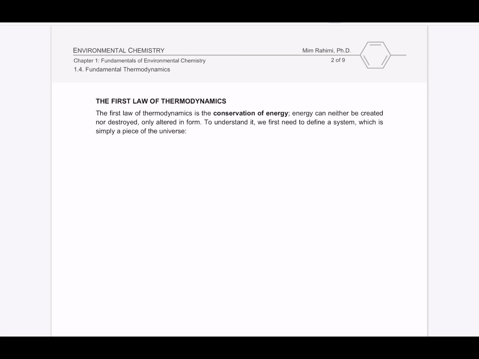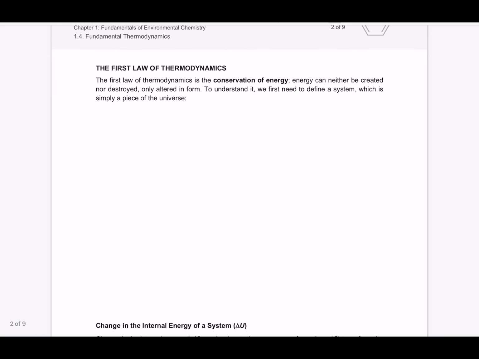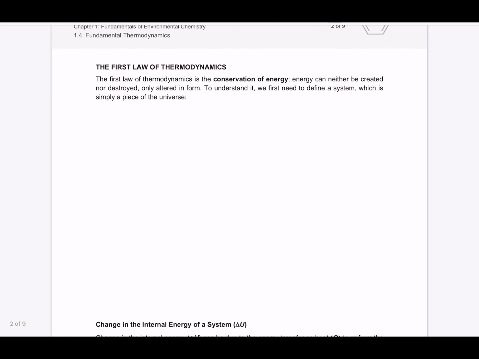When we talk about anything related to the thermodynamics of a system in this lecture, we're specifically talking about this key terminology, which is basically the system, as I mentioned. A system is a piece of the universe. Very simple. It has boundaries. Anything outside of that would be basically the surrounding. So we're going to use these two terminologies very often.